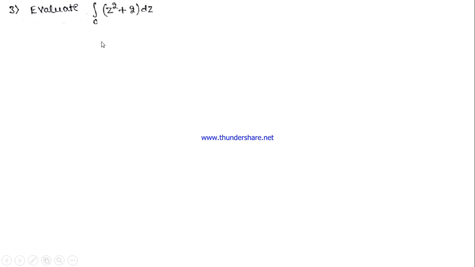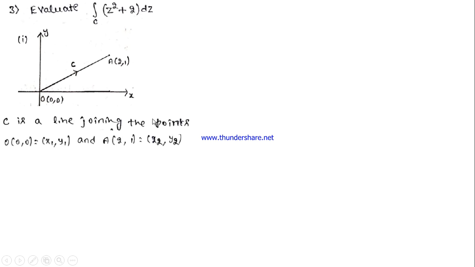Now evaluate z square plus 2 over the curve C. This curve C is given by this figure. Now have a look at this one. C is a line joining the points (0, 0) and (2, 1). So along this line, it is not like the previous problem. Here both x and y are varying.